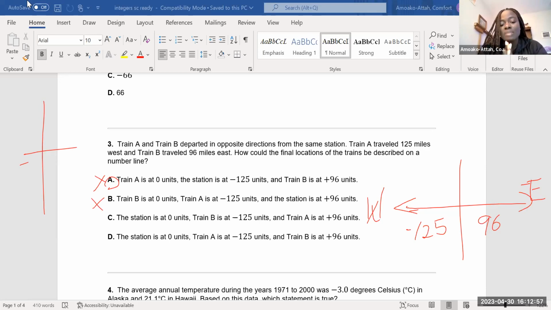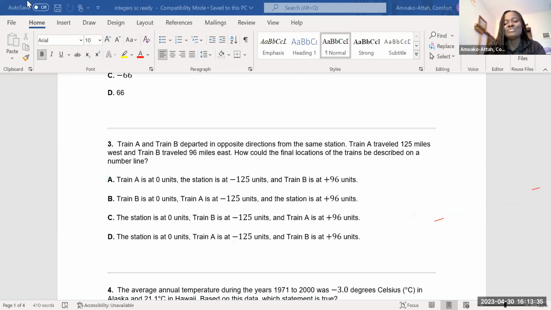Good. Train B is at negative 125 units. Wrong. It was train A that was at negative 125 units. And train B was at what? 96 units. So our correct answer is what? D, which is the station is at 0 units. Good. Train A is at negative 125 units. Good. And train B is at 96 units. And that gives us our final answer.